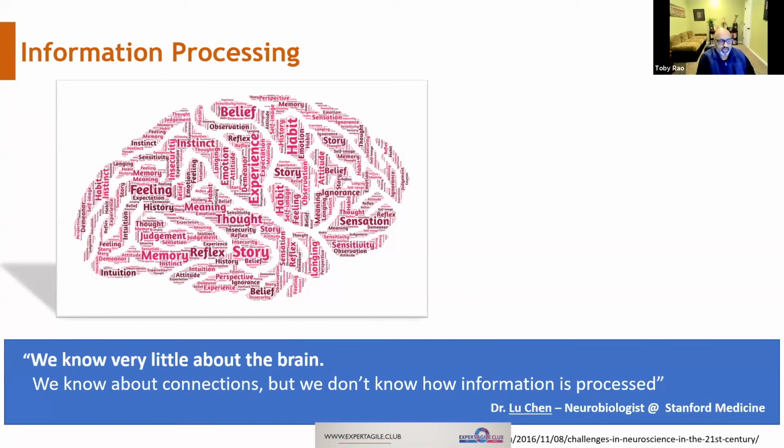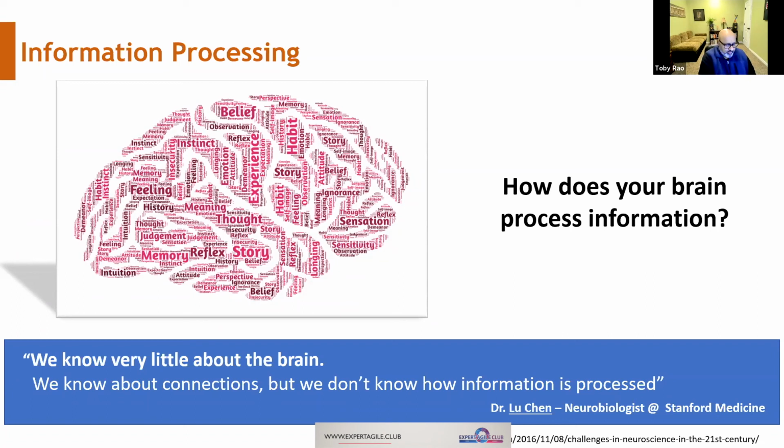Neurobiologist Dr. Lu Chen did a lot of studies at Stanford, and the amount of information that the brain processes is tremendous. This particular image or graphic shows some of those little buckets of how information processing happens through the brain. It is extremely complex, the way the brain processes information. And to date, they still don't have a clear-cut understanding of how exactly the brain does that. There is so much more for us to learn.